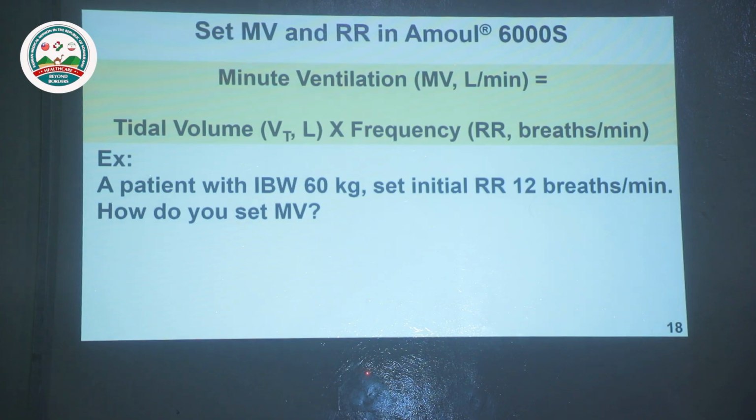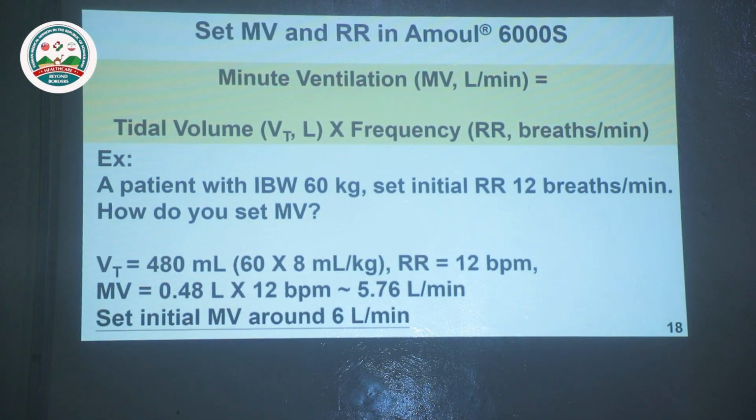So for example, if you have a patient with ideal body weight around 60 kilograms and initial respiratory rate, we like to set 12 breaths per minute, how do you set minute ventilation? So we need to do a little bit of calculation over here. For initial tidal volume, if we like to set 8 ml per kilogram, times this patient's ideal body weight 60, we get an initial tidal volume of 480, or you can just use 500 ml.